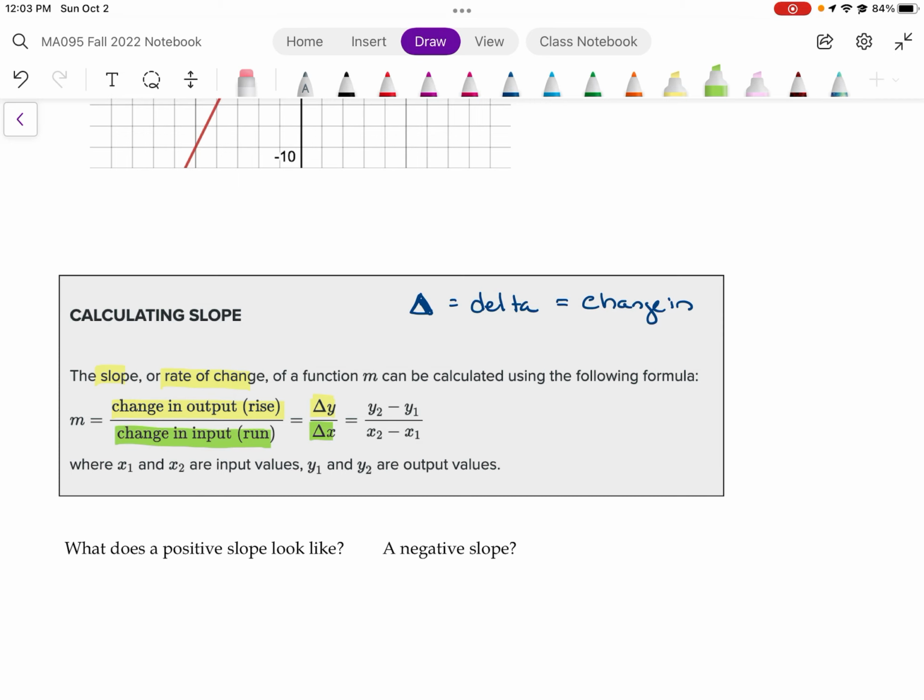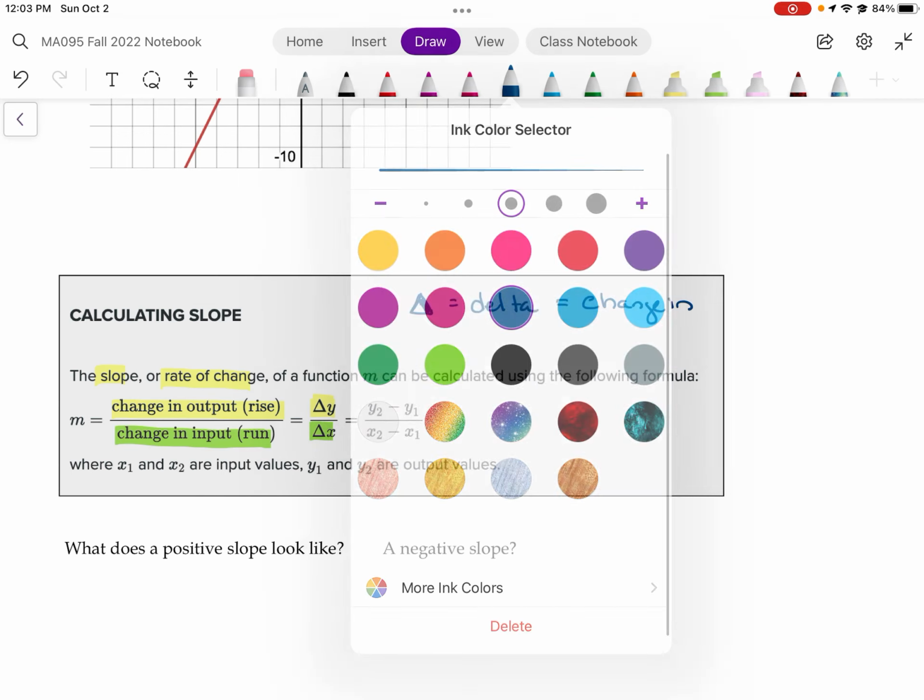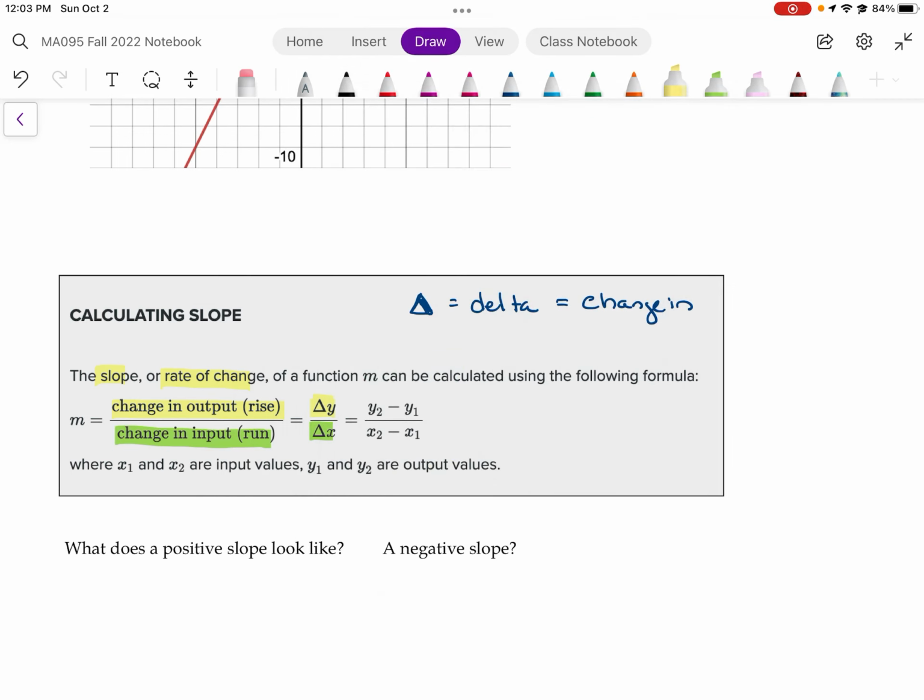So that means what we would do if we did not have it graphed is we would say the change in y is going to be y2 minus y1 over the change in x, which is x2 minus x1. So what are x1 and x2 and all that? Well, we're going to have 2 points. So we're going to have x1, y1 as a point. So this is going to be point 1.